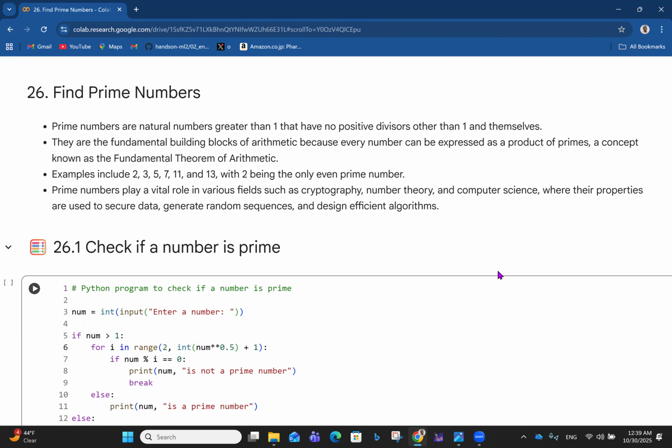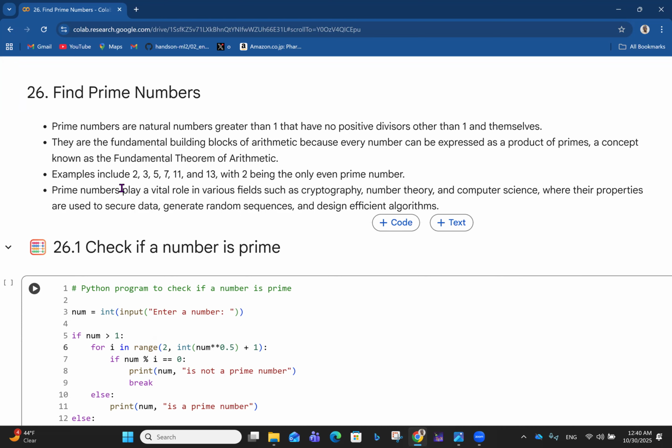They are the fundamental building blocks of arithmetic because every number can be expressed as a product of primes. That is the concept known as the fundamental theorem of arithmetic. Take 9, for instance: you can express 9 as 3 times 3. Take 30: you can express 30 as 2 times 3 times 5. So 2, 3, and 5 are all prime.